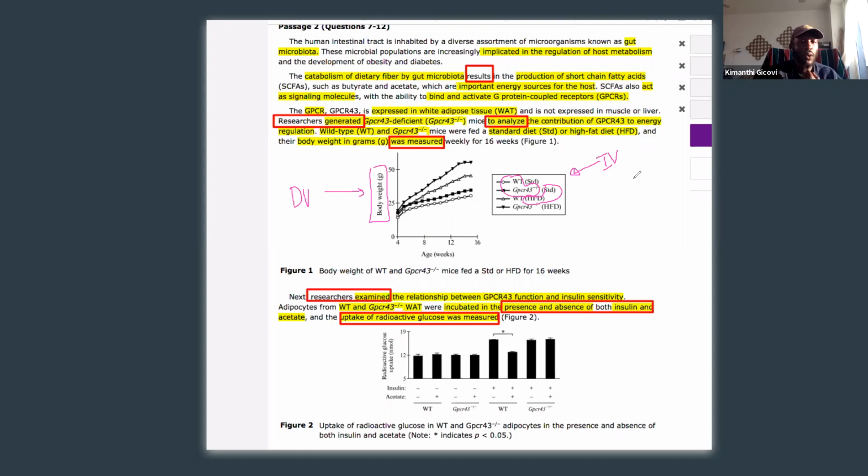And again, if you started off with the checklist and attacked this passage, you could have read it and said, the outcome is the body weight. That body weight depends on whatever this is. If you didn't know, wild type and GCPR was a receptor, right? So it depends on receptor, and it depends on diet, right?